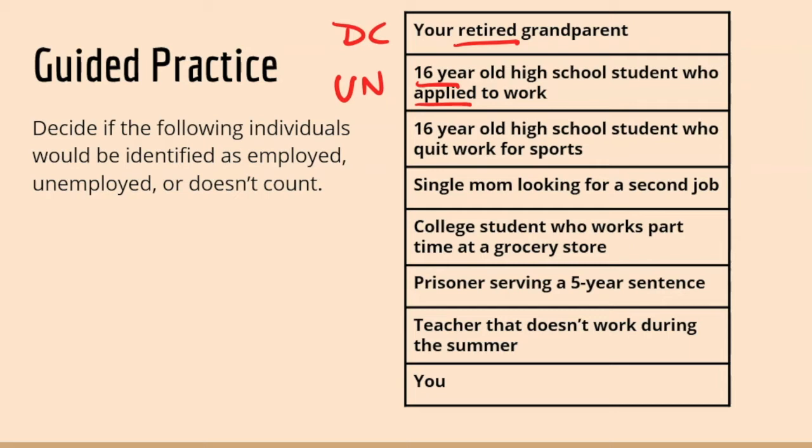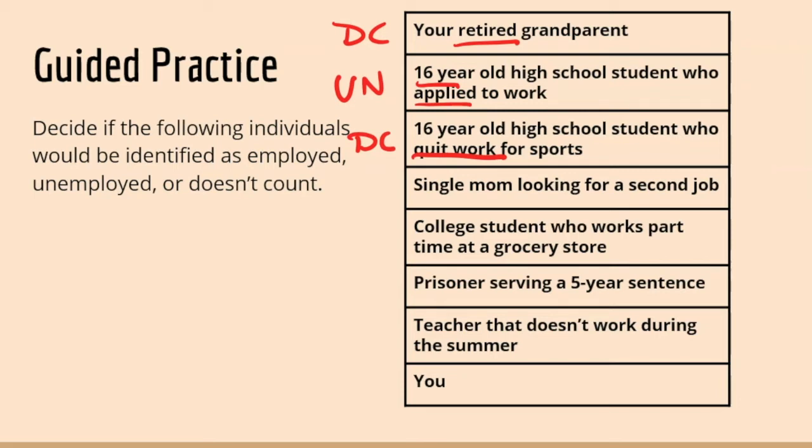Because you are at least 16 and you are willing and able to work here, even though you are a student full-time. The third one, a 16-year-old high school student who quit work for sports. So yet again, you're 16, you're still a high school student, but you are not willing to work, right? Because you quit your job in order to play high school sports full time. So in this scenario, you do not count towards the labor force.